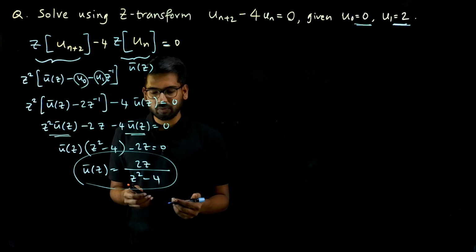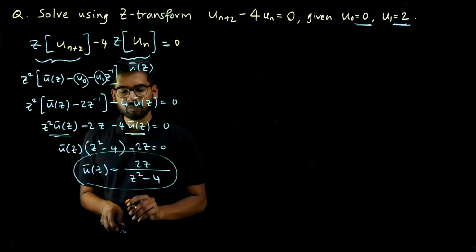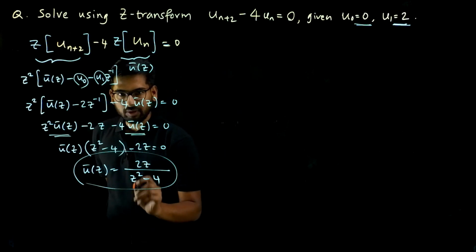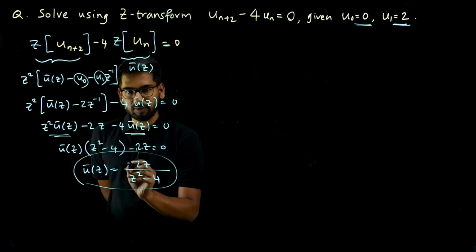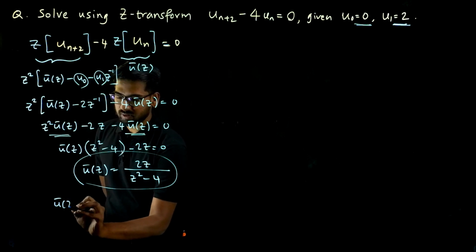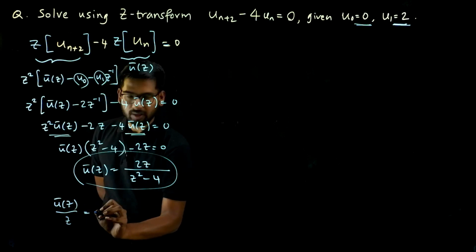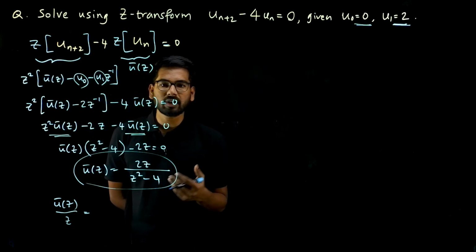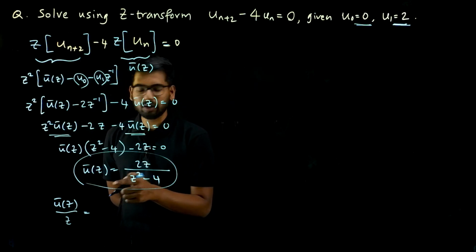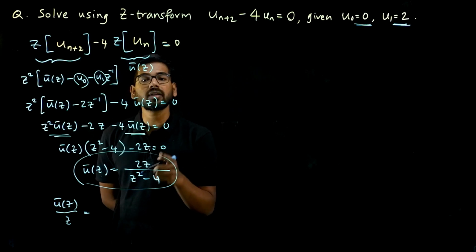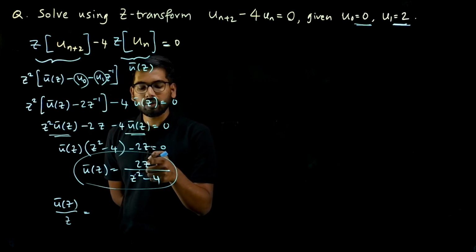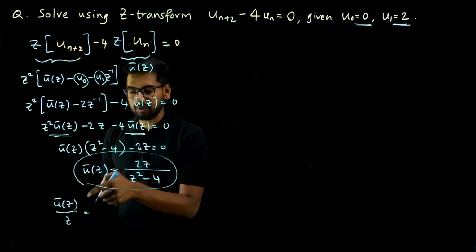So how do you take inverse Z transform? Before going to inverse Z transform, what do you need to do? We need to write the equation in terms of u bar of z over z, as we know in inverse Z transform questions, because later on we want the z in the numerator. So send this z this side; on the left-hand side, it will be in the denominator.